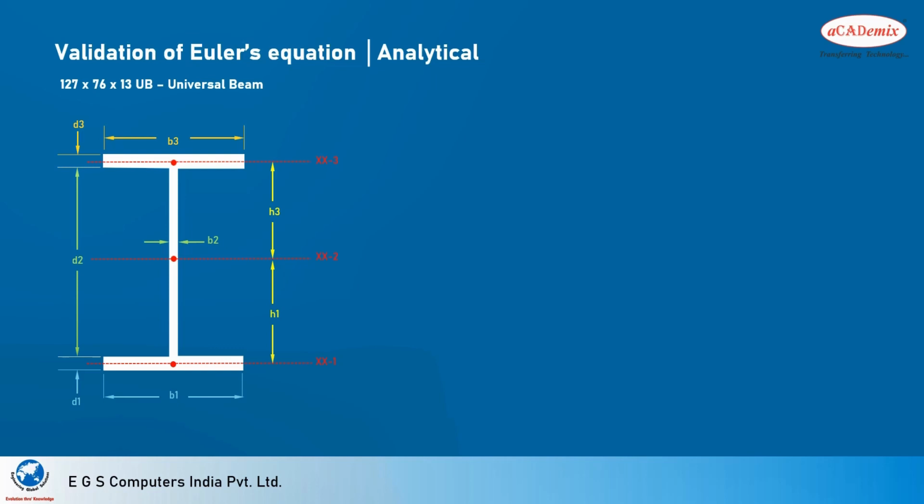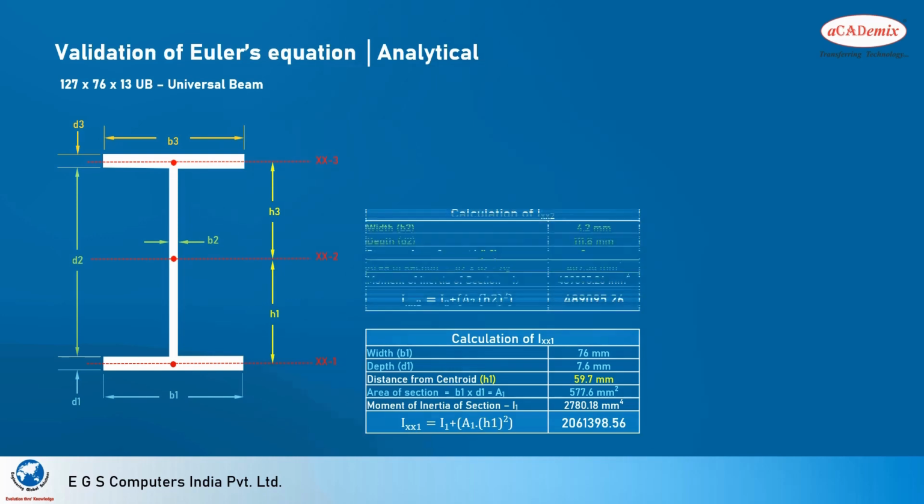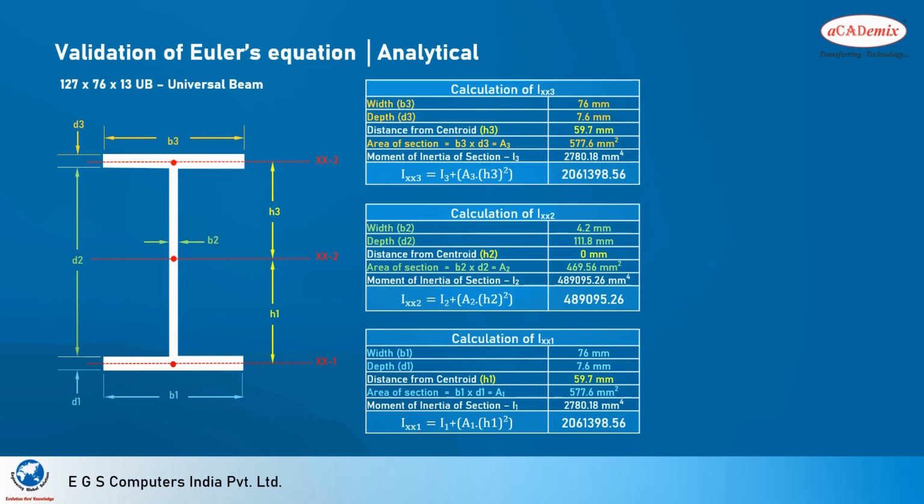We know the area moment of inertia relation for a rectangular section. Using that equation, we get the moment of inertia value Ixx at section 1. Moment of inertia about axis xx1 gives the value of 2061398.56 millimeter raised to 4. Similarly, for section 2 and section 3, we have these values. Summation of these three section values provides the area moment of inertia of the universal beam about the xx direction.